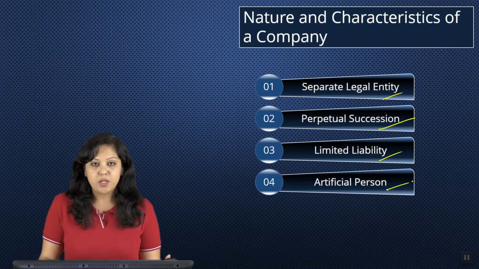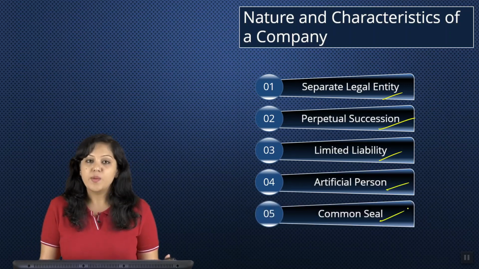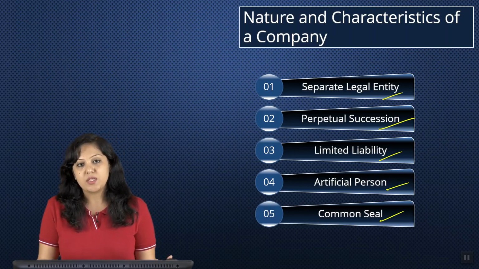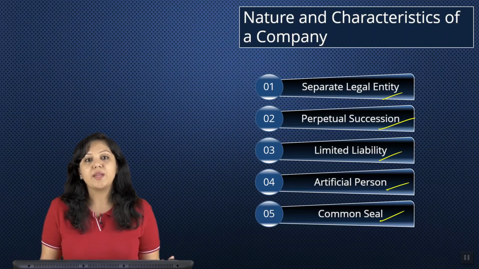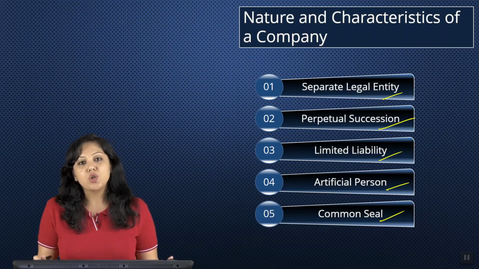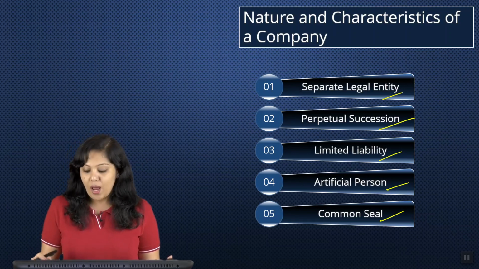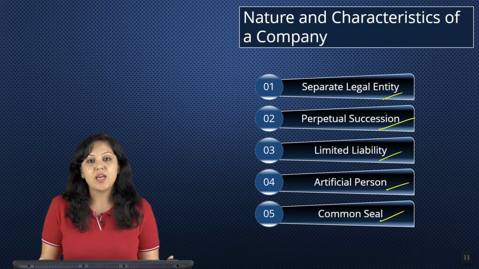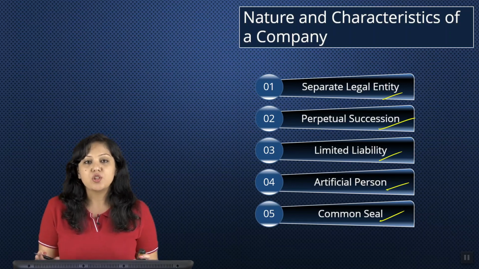Then artificial person, because a company is treated as a person. It has the privileges of a natural person with few exceptions. Last one, common seal. Now, companies may have a common seal or may not have a common seal. If there is no common seal, one director should sign and a company secretary should sign. If there is no CS, any two directors who are authorized in the board meeting will have to affix their signatures on the contracts. So, these are the basic features of a company.